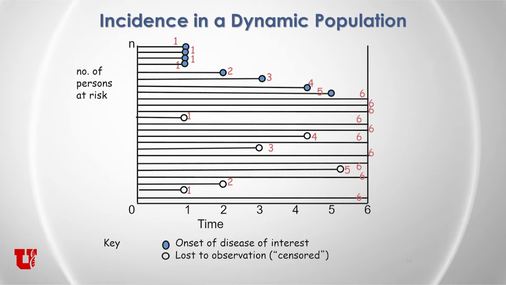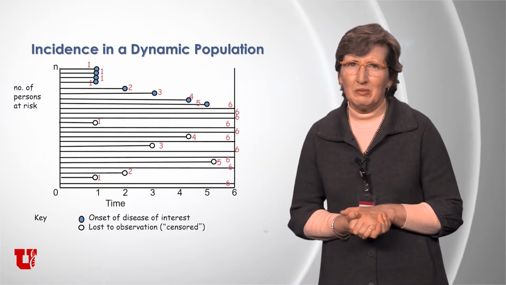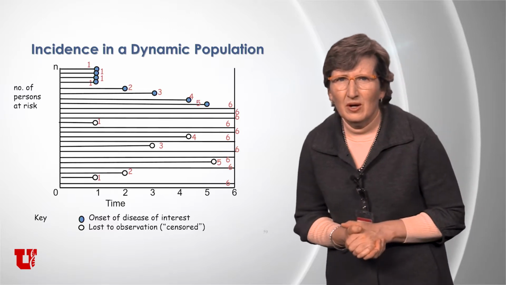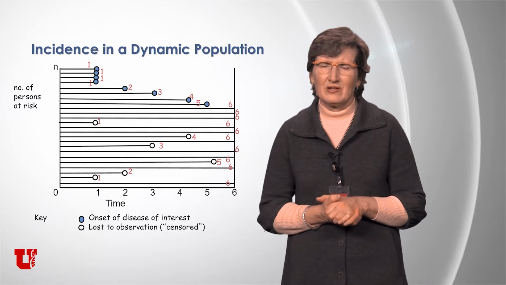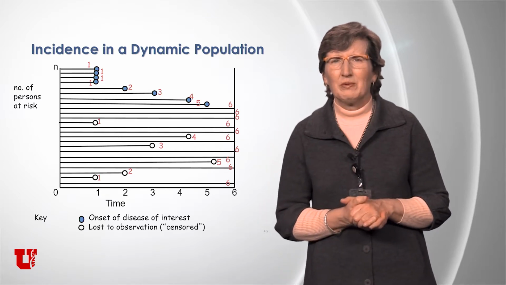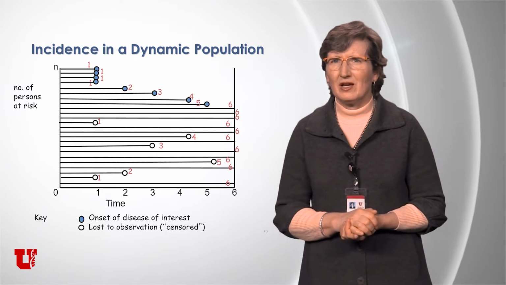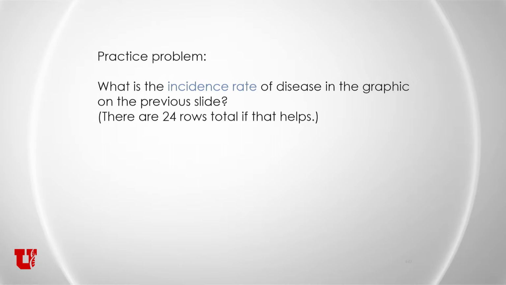So can we calculate an incidence rate for this graphic? We can. In terms of the numerator, we're going to count how many blue dots there are, right? How many people had onset of the disease of interest. So 1, 2, 3, 4, 5, 6, 7, 8 will be our numerator. That's the easy part. And then the denominator, we need to add up all those little orange numbers, which count the amount of person time for each person. I'm not going to try to do that in my head. If you want to pause the video and add those up, you're welcome to do that. Okay, so there's 24 rows total.